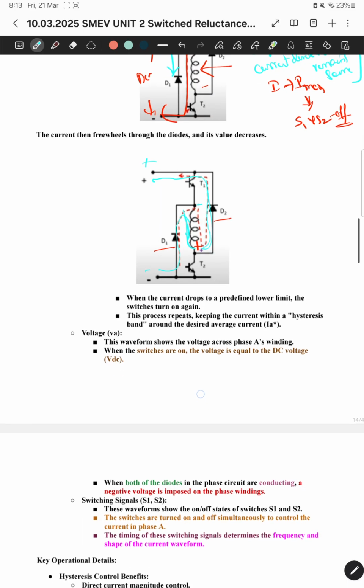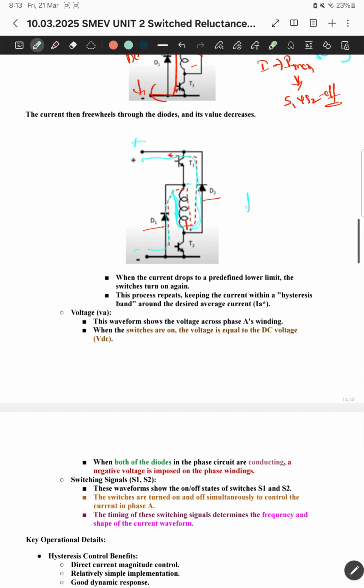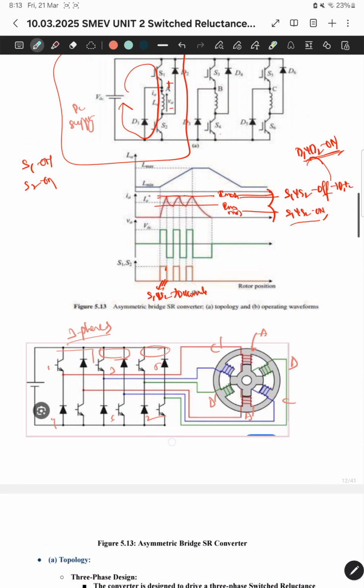And this is only for phase A winding. Similarly, the same process happens for the B and C phases also. So let's discuss the waveforms here. Almost the waveforms are similar to the other cases also. The first one is LA, the inductance of the A phase, IA is the armature current, VA is the voltage, and the S1 S2 switching operation sequence is there.